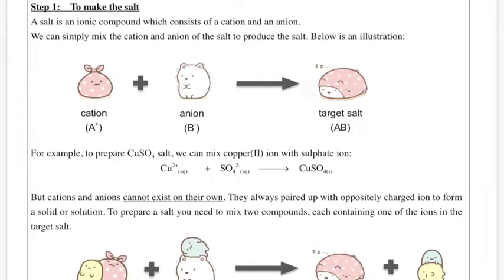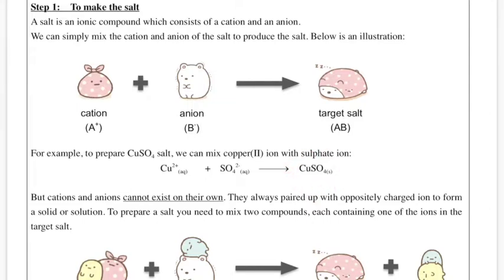Okay, so if we want to make the target salt contains A as a cation and B as the anion, then we should provide the cation A and also the anion B. For example, if we want to make copper 2 sulfate, then we should have something that can provide copper 2 ion. Then it would react with something that provides a sulfate ion. Okay, and then it would form the target salt that we want, which is copper sulfate.